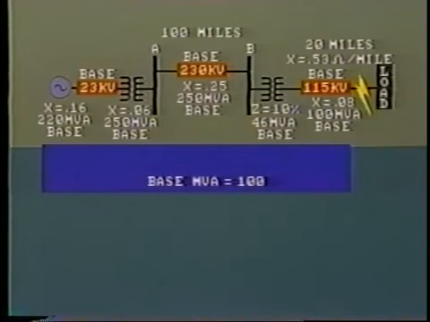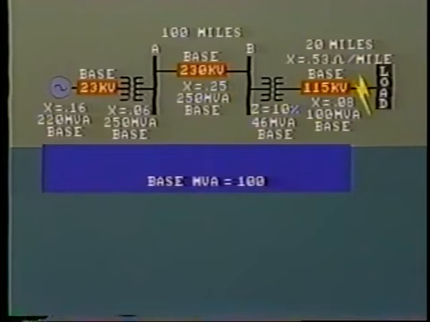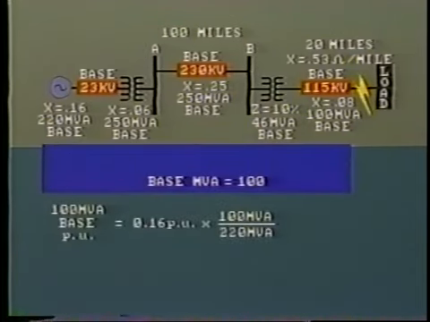Let's do this. The generator transient reactance is given as 0.16 per unit. The term transient refers to the changing conditions which occur initially during a fault. The generator is rated at 220 MVA, so in order to bring the reactance to our common 100 MVA base, we must multiply by 100 and divide by 220. The corrected value is 0.073 per unit. Mark this on the diagram.